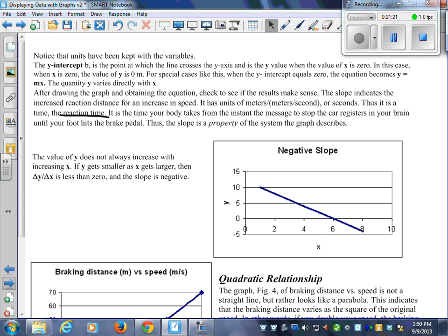So the slope is a property of the system the graph describes. That's important. Slopes always have a meaning. In math class, slopes are just crazy little numbers and you go on to the next one. In science, they mean something. I'm going to be asking you, what does the slope mean in this particular case? I'll show you ways that you can come up with that. Okay? Now, the value of y does not always increase with increasing x. If y gets smaller as x gets larger, then the slope is negative, like this, right? Negative slope. Okay.